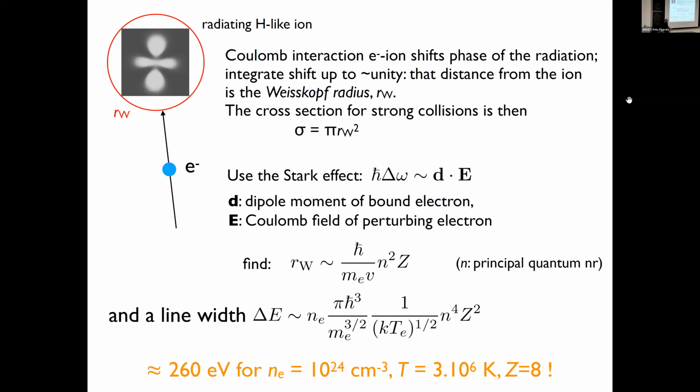The Weisskopf radius ends up being this number over here. It depends on the velocity of the electrons over here. And the line width that this produces is directly proportional to how often electrons collide, which is proportional to the density of the electrons, and inversely proportional to the square root of the temperature of the gas. And so this number over here for helium-like oxygen, Z equals 8, under the conditions we've been talking about, 10 to the 24 per cubic centimeter, temperature of 3 million degrees, is 260 electron volts. This is huge, right? Because the Lyman alpha transition in oxygen 8 is at 653 electron volts. So this is almost half of that number. That means that all these oscillations get to complete only 1 or 2 cycles before an electron cuts them short.